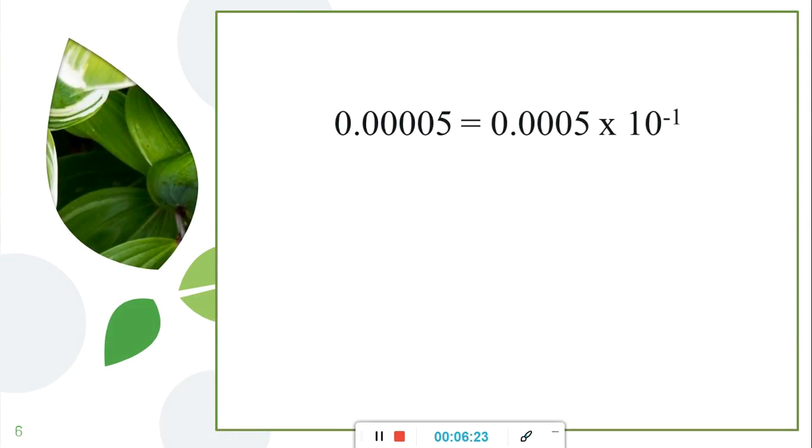Article 1.4 is prefixes. Prefixes are the words or letters added before an SI unit. हमारे पास prefixes कुछ ऐसे words या letters होते हैं जिनको हम SI unit से पहले ऐड करते होते हैं और उनकी कोई ना कोई वैल्यू होती है. फॉर एग्जांपल किलो, 1 किलो इज इक्वल टू 1000 और 10 raised power 3. Similarly, mega is equal to 10 raised power 6.